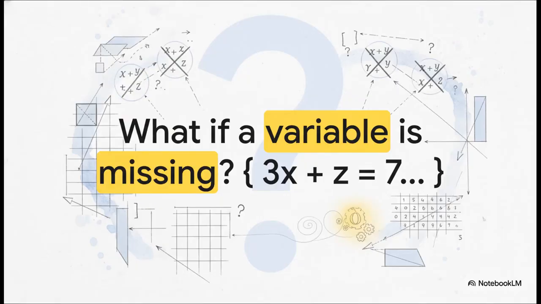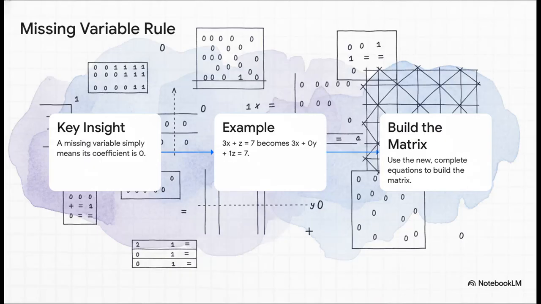Okay, now for the classic curveball. This is where people usually get stuck. If you look closely, that first equation is missing a y term, the second one's missing an x, and the third is missing a z. So what do we do? Well, there's a really simple, elegant rule for this. So here's the secret. A missing variable isn't really missing. It's just hiding. It means its coefficient is 0.